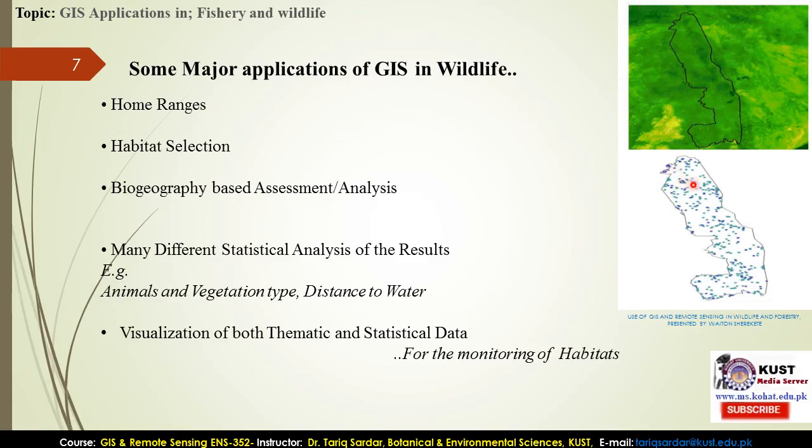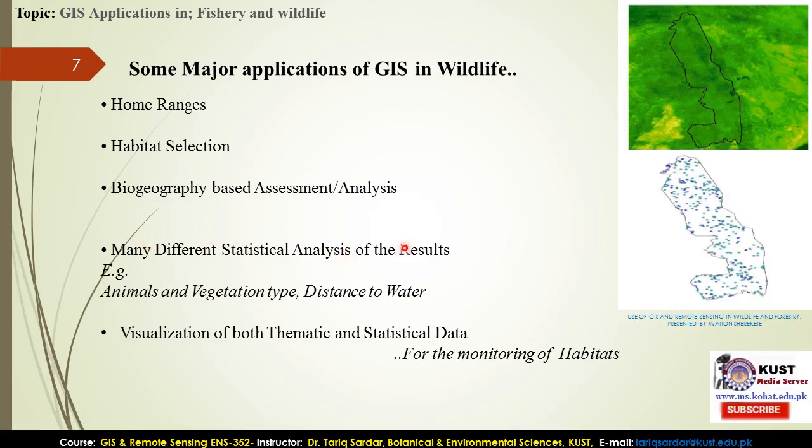Habitat selection can be done on a query basis for your own data purpose, or in a spatial query, or with the facts and figures you have already entered, along with ongoing statistical analysis. What's biogeography based assessment analysis? Points are associated with location specific data. For example, vegetation type, distance from water, slope, elevation, aspect or soil type of the habitat for that kind of wildlife species. That can be done in the biogeography based assessment or analysis.